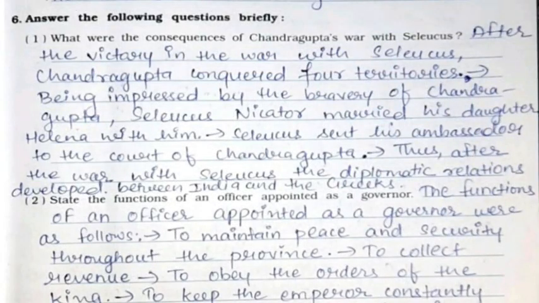Answer the following briefly. First one, what were the consequences of Chandragupta's war with Seleucus? After the victory in the war with Seleucus, Chandragupta conquered 4 territories. Being impressed by the bravery of Chandragupta, Seleucus Nicator married his daughter Helena with him. Seleucus sent his ambassador to the court of Chandragupta. Thus, after the war with Seleucus, the diplomatic relations developed between India and the Greeks.